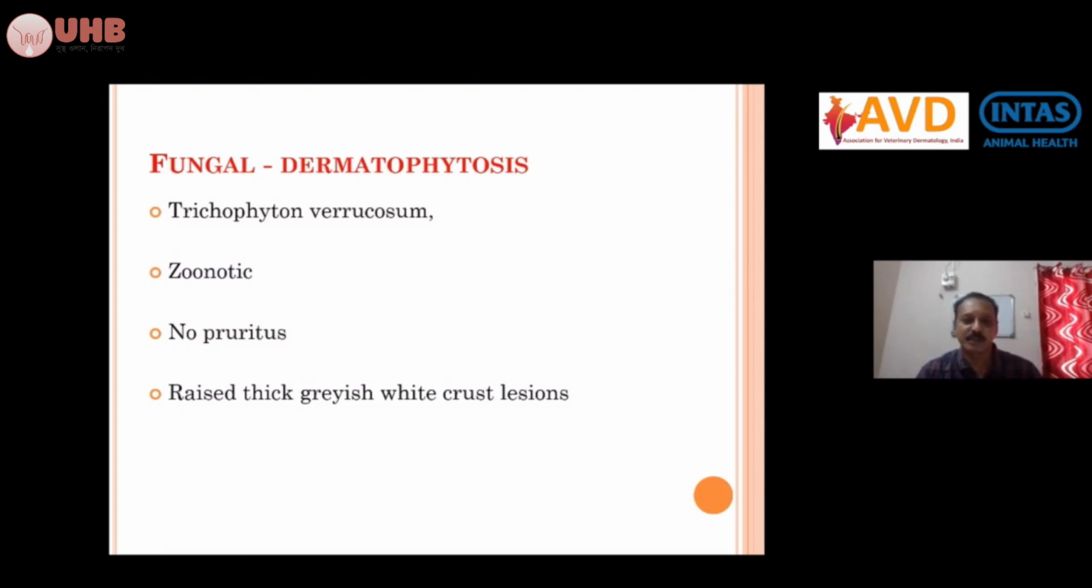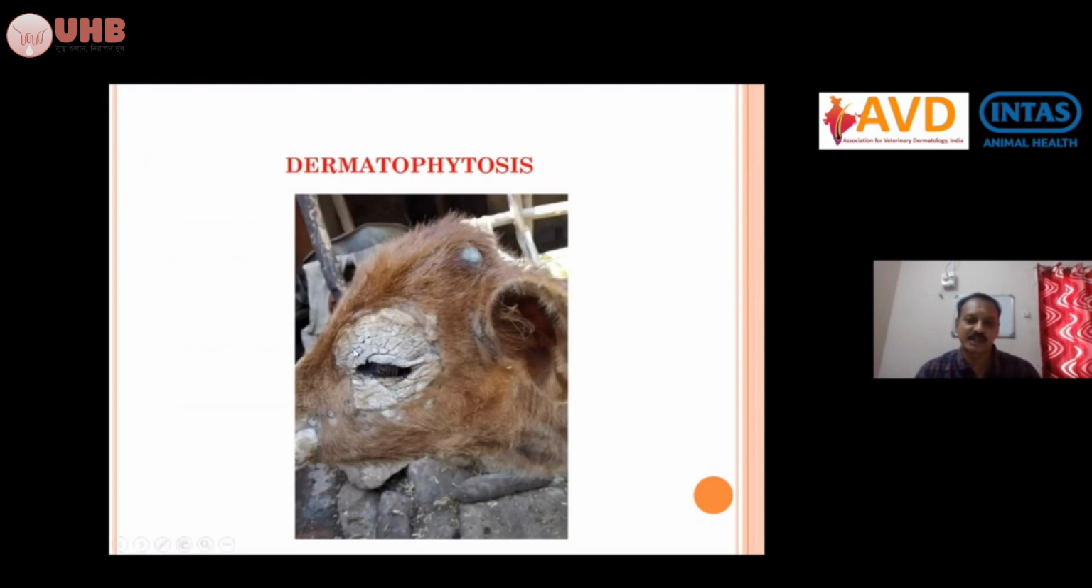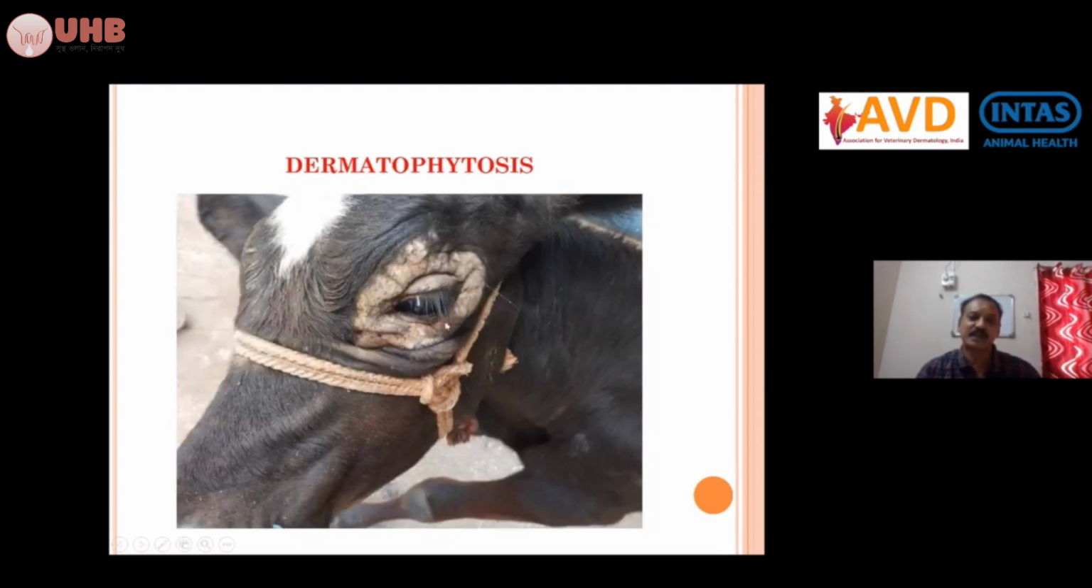For example, you might come across this type of lesion in your practice. Sometimes it may be noticed around the eyes or other parts of the body, and mostly it is seen in young ones. It is a self-limiting disease. This type of lesion is commonly seen in clinical cases. For example, in copper deficiency there is alopecia around the eyes, which you can call spectacled eyes.